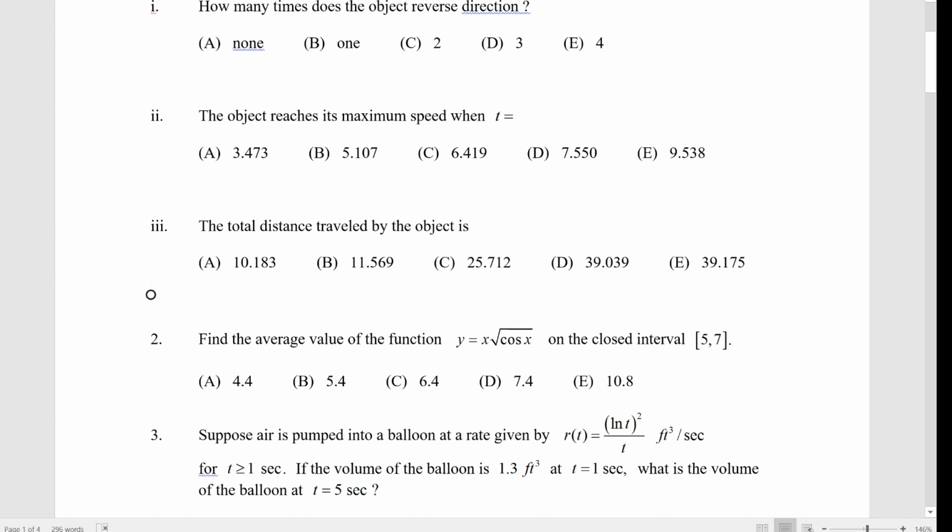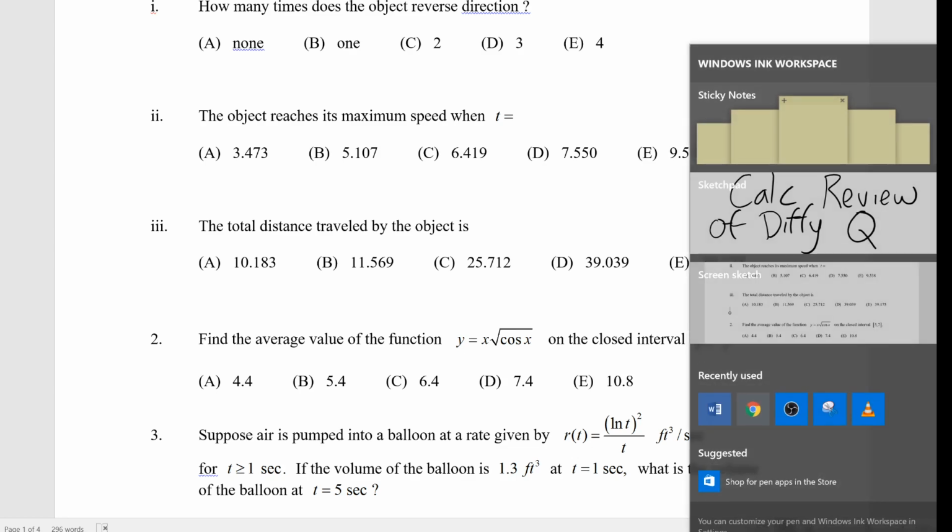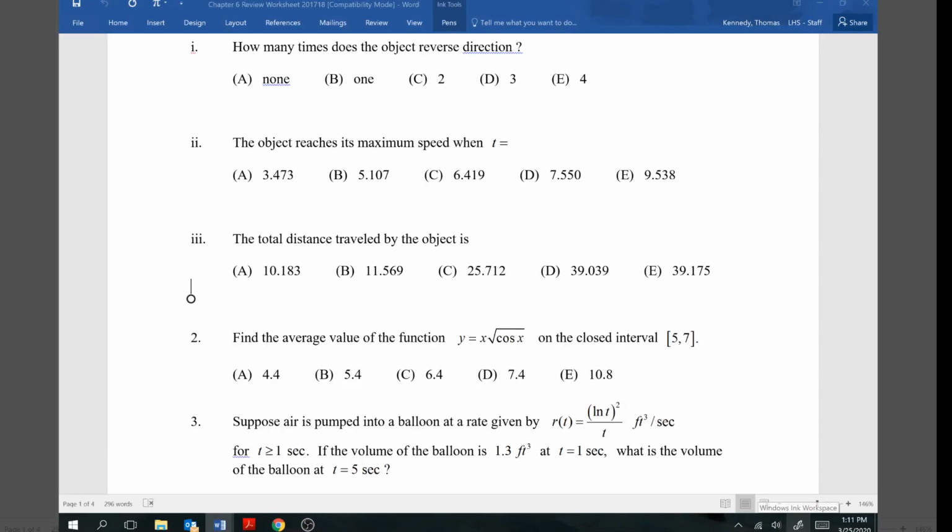And last one, the total distance traveled by the object is, and I'm not going to do this one in the calculator, but in order to find total distance traveled, we're going to integrate the absolute value of the velocity, which we're given in the question. And we're just going to integrate from 0 to 10, because that's our time interval. And if you integrate this, you get one of these answers. I think it's one of the 39 ones.